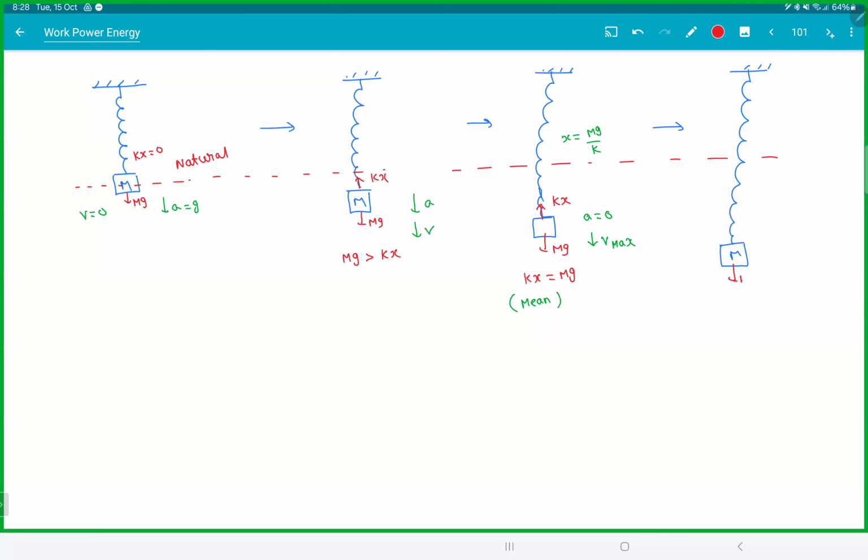Now at this point, mg is still there, but your spring force has increased. Now kx becomes greater than mg. That means even though your velocity is down, your acceleration is upward. You're slowing down.